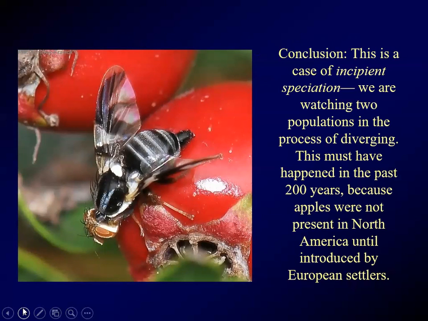Early settlers grew a whole lot of apple trees, incidentally, mostly not for food. Most of the apples were small and bitter and didn't make very good eating. What they were growing them for was to make alcoholic apple cider.